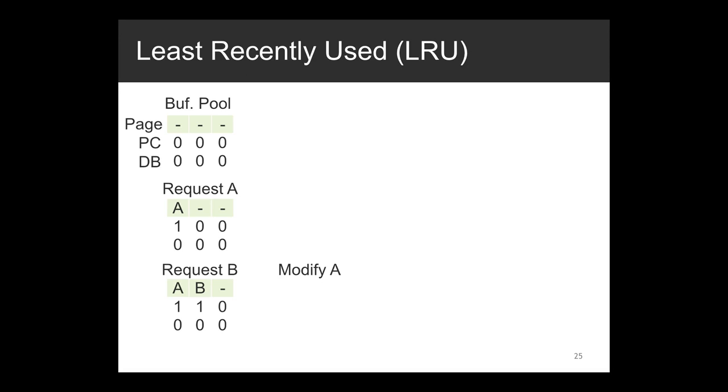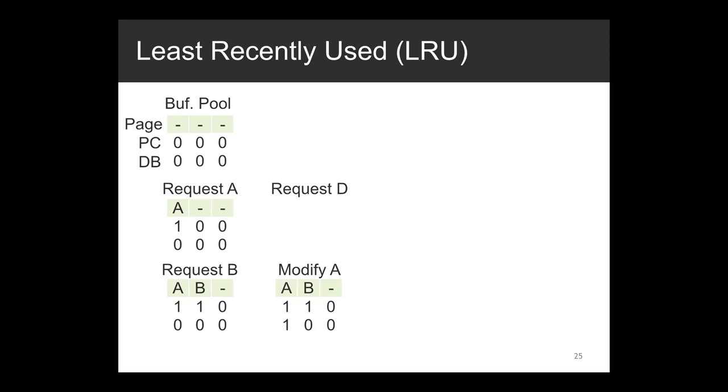The next part of your sequence is a modify on A. So the query is now updating the page A. What happens then? Well, the frames are intact. Nothing gets read from disk or written to disk yet. But the dirty bit for A is set to 1. Because the query has modified A, that means that page has been dirtied.